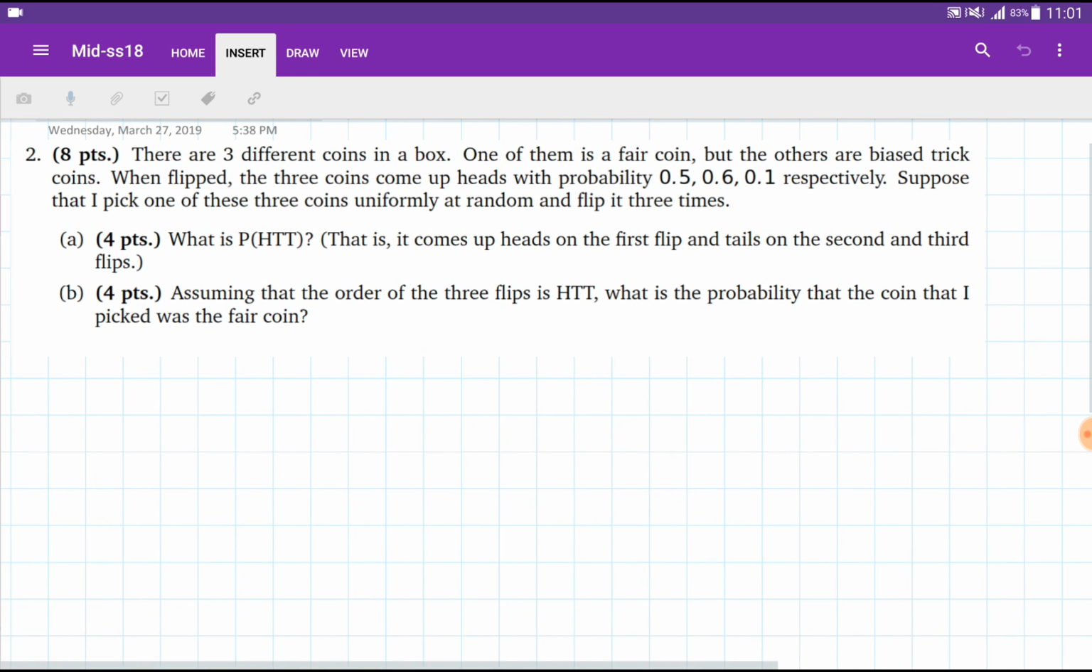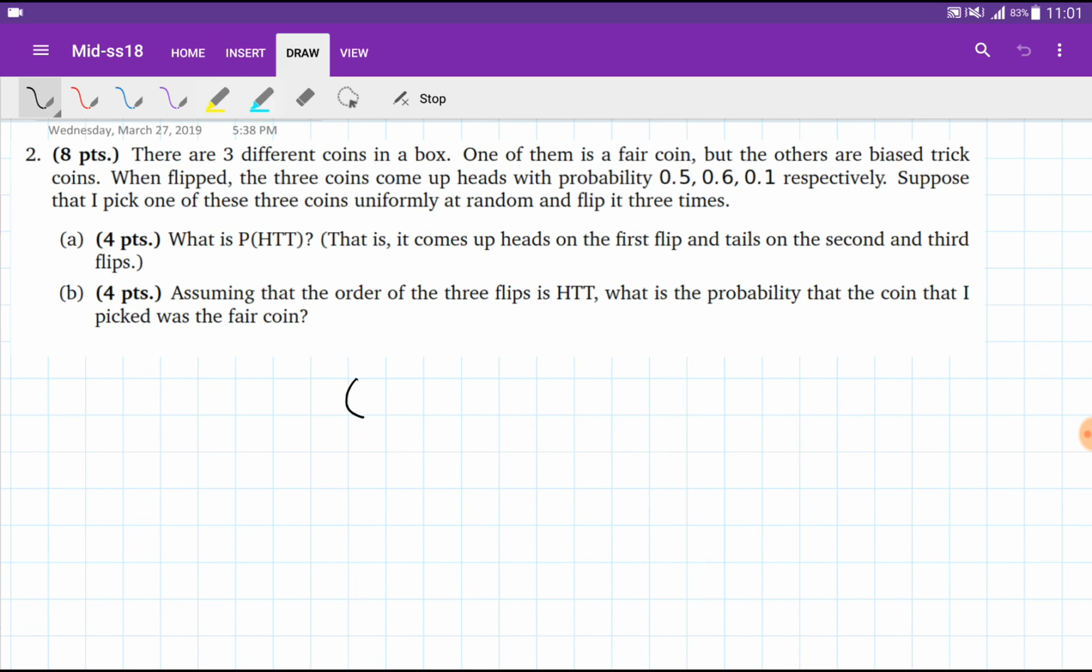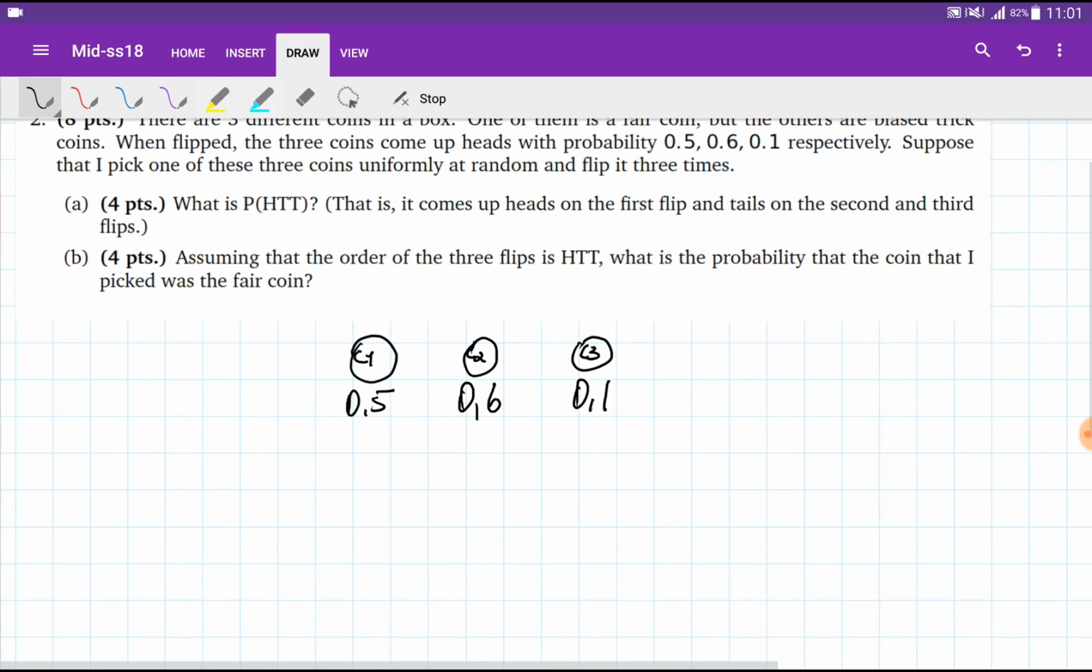In question number 2, we've got 3 different coins. So let's say first coin, second coin, and the third coin, right? The probability of having tails for the first coin is equal to 0.5. The probability of having heads for the second coin is 0.6. The probability of having heads for the third coin is 0.1, right? So now we need to evaluate.